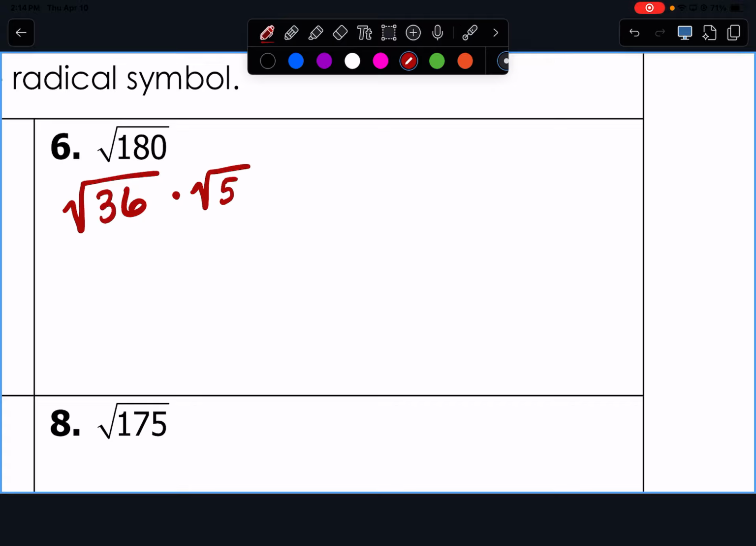5. Because 36 is the biggest perfect square that 180 can be divided by. You can think of it as 36 is the biggest perfect square that can go into 180. I'm not talking addition. I'm not talking subtraction. I am talking division. Okay? So what is the square root of 36? So our answer for this will just be 6 root 5.